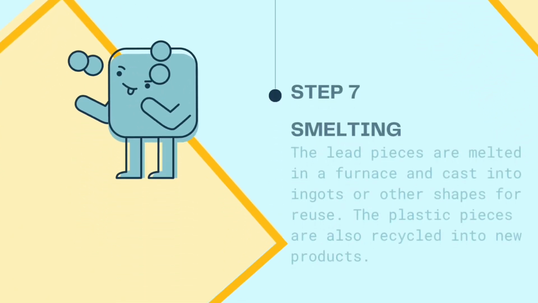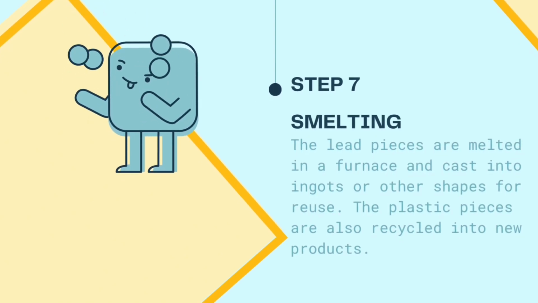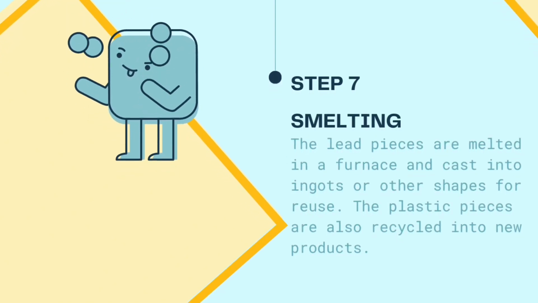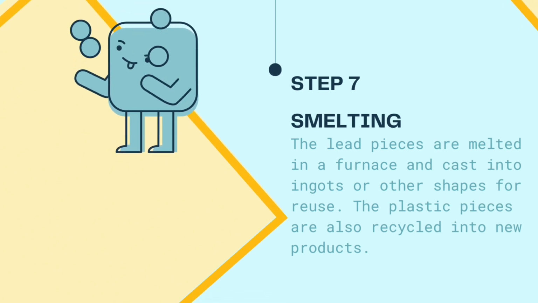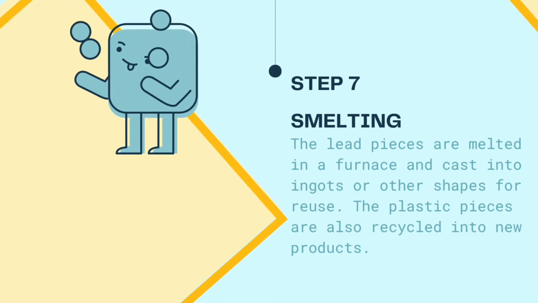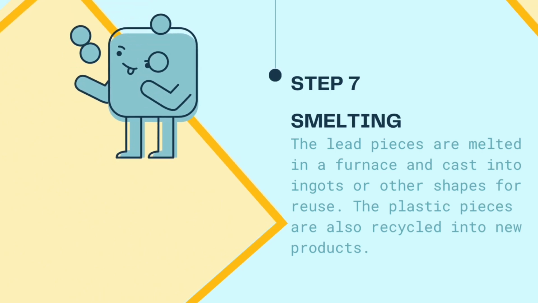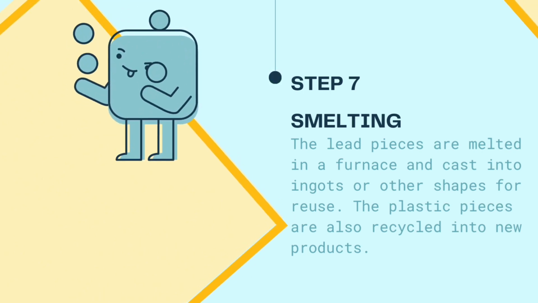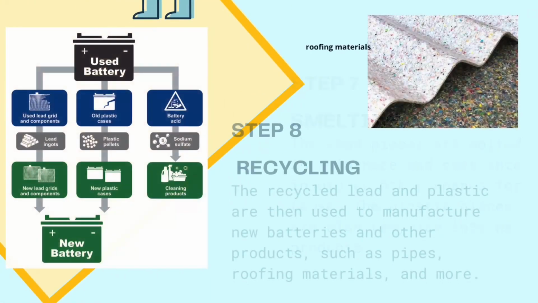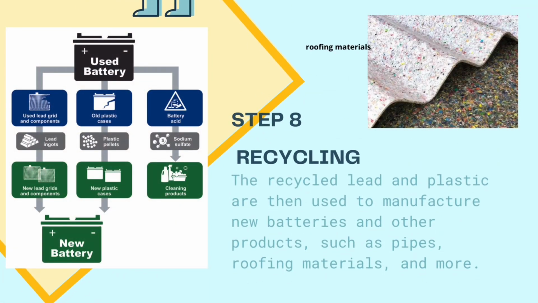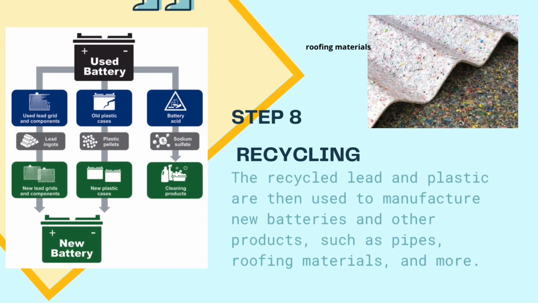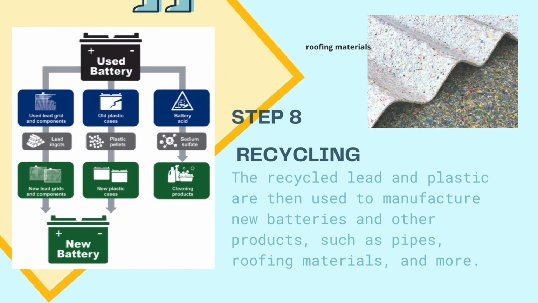The next step is step 7. Smelting. The lead pieces are melted in a furnace and cast into ingots or other shapes for use. The plastic pieces are also recycled into new products. And the last step is recycling. Recycled lead and plastic are then used to manufacture new batteries and other products such as pipes, roofing materials, and more.